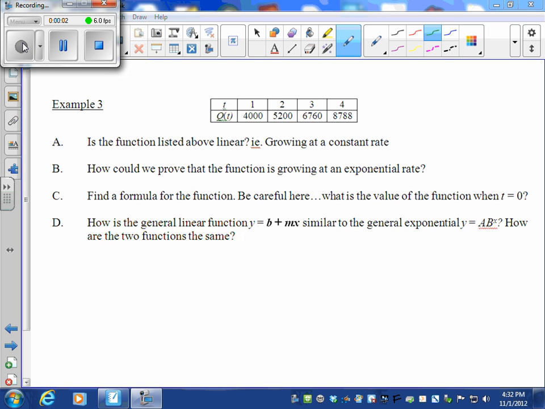Welcome back. We're up to example 3. Here we go. Is the function linear? Well, what makes something linear? If you are growing at a constant rate.